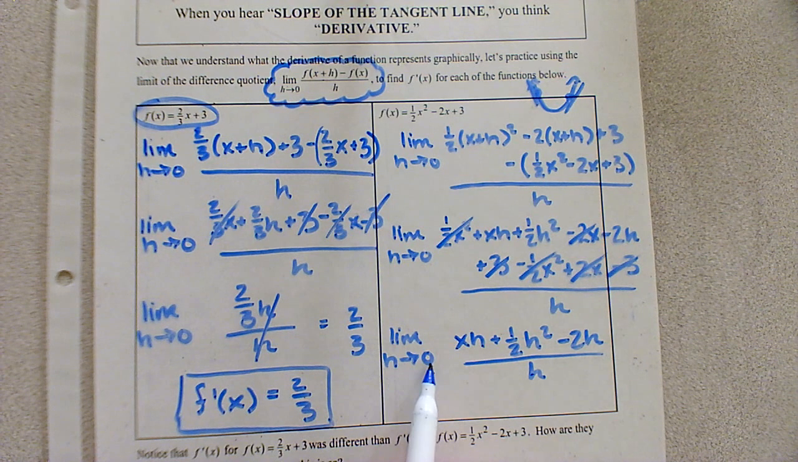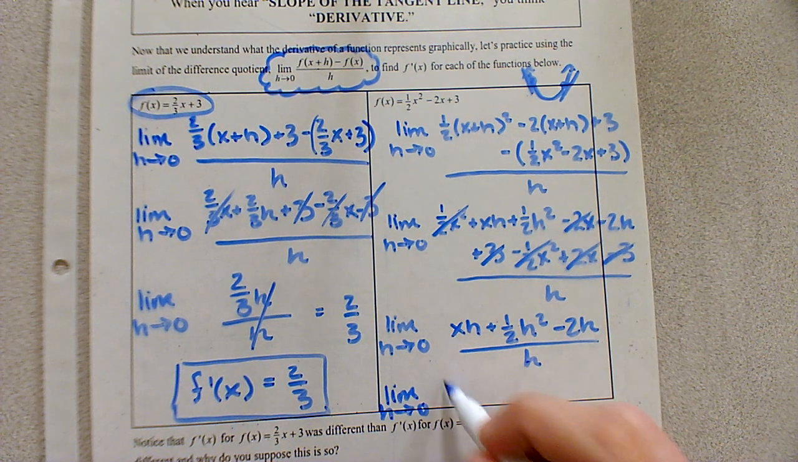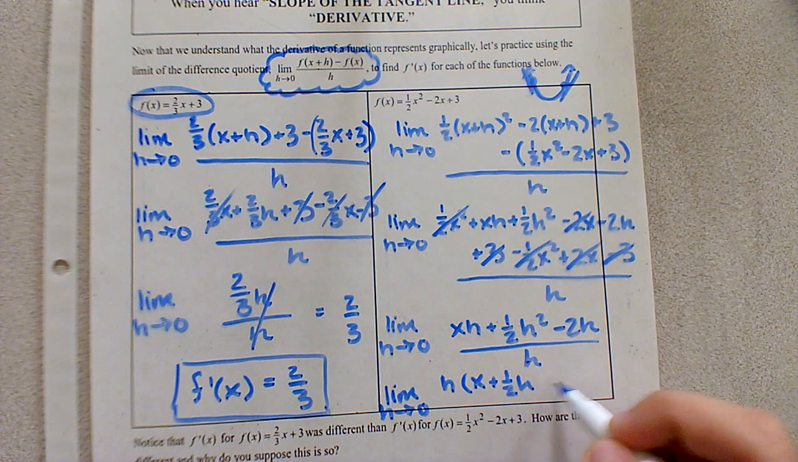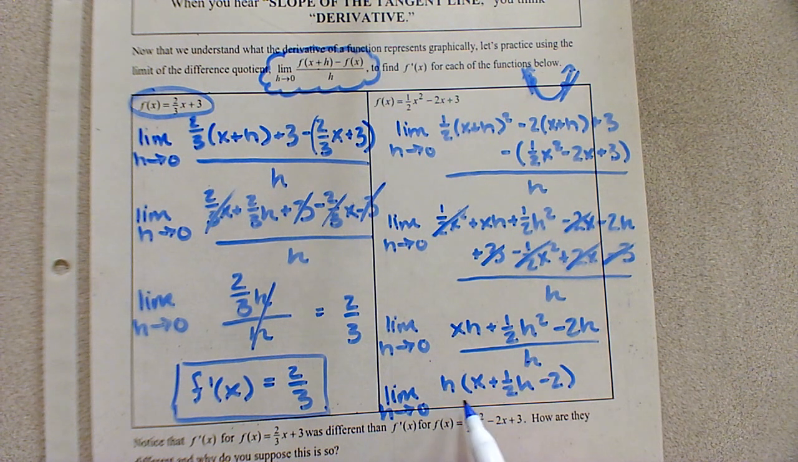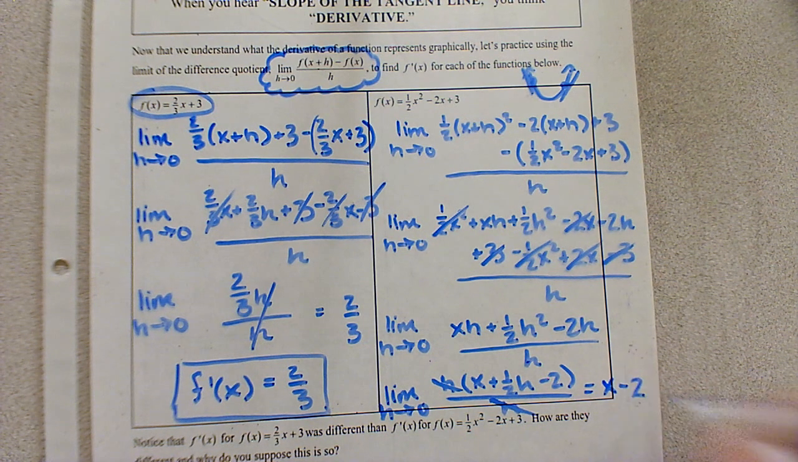So notice how h is approaching 0, but if we still were to plug in 0 for all the h's, we'd have 0 over 0. So we have a little bit more to do from here. We could factor out an h from the top. So we're left with x plus 1/2 h minus 2. And this is still all over h. So those are gone. And finally, if we substitute in 0 for the remaining h, this term would disappear. So it looks like we're just left with x minus 2.